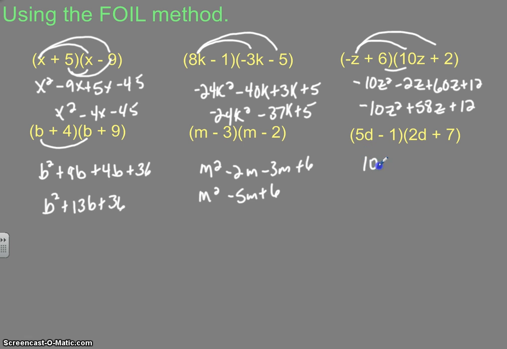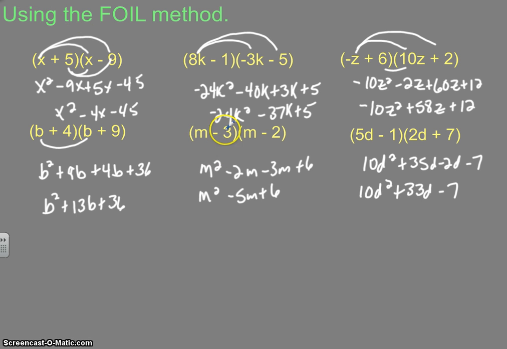That's going to be 10d squared. 5d times 7 is positive 35d. Negative 1 times 2d is negative 2d. Then negative 1 times 7 is negative 7. That gives me 10d squared plus 33d minus 7. And that is done. Okay, and we're simply using the distributive property with each term in the parentheses.